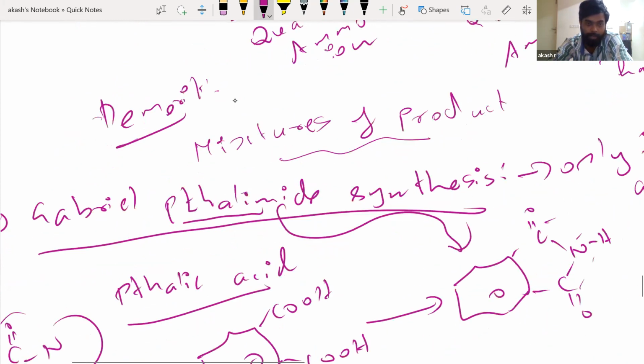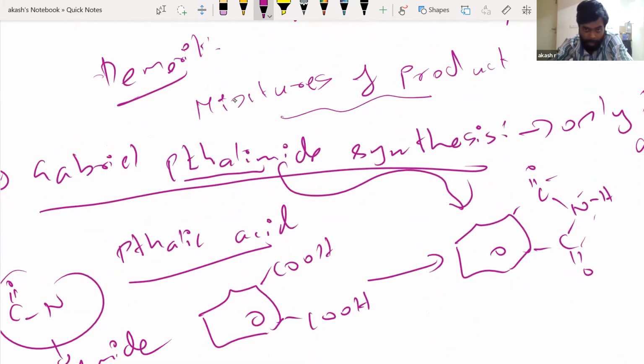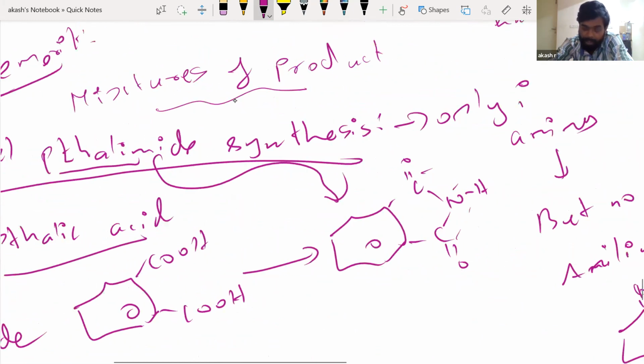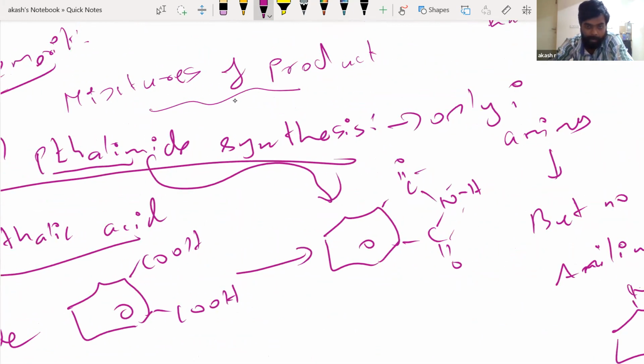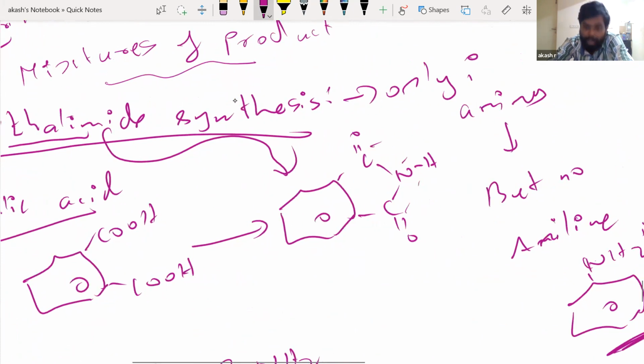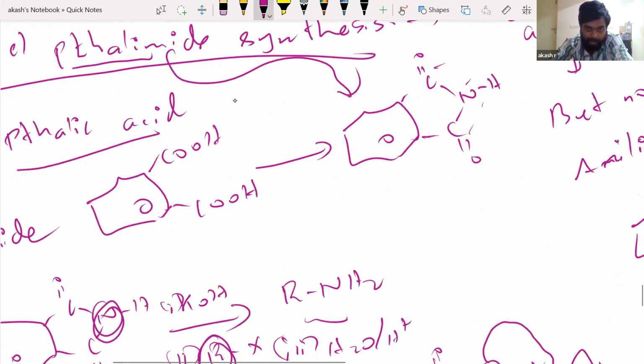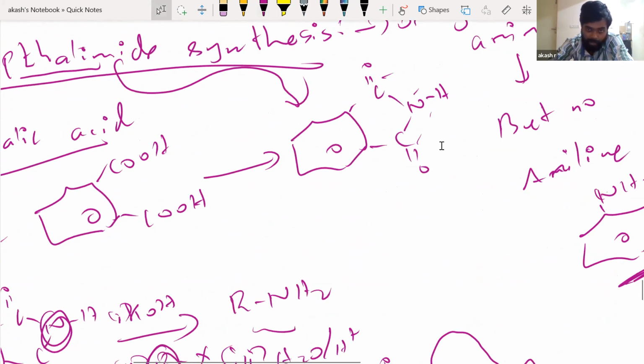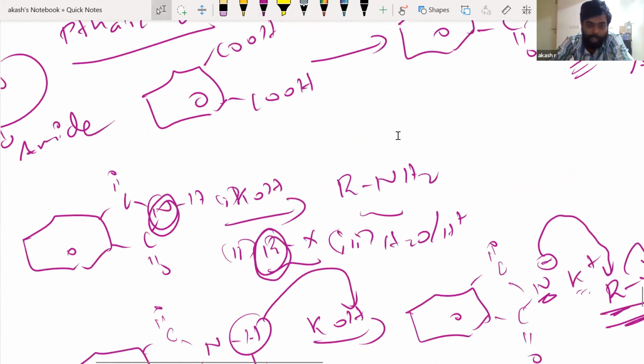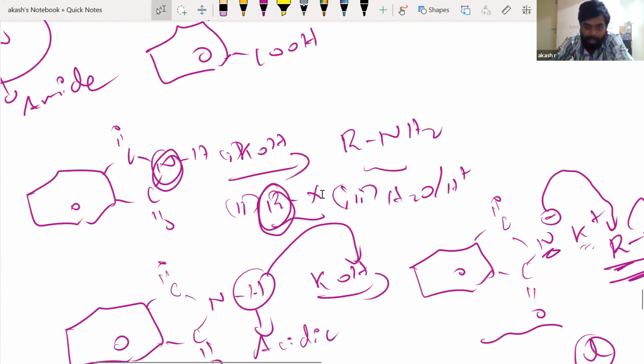That's not a good method. So then we went on to see the special one, called Gabriel phthalimide synthesis. The specialty is that only primary amines can be prepared, and only aliphatic primary amines; aniline cannot be prepared with this method. We start with phthalic acid and go for the amide of the phthalic acid. This is your phthalimide. From that, you put KOH, then you put the RX, and you go for hydrolysis. You are going to get the primary amine. The R comes from the alkyl halide and the N comes from the phthalimide.